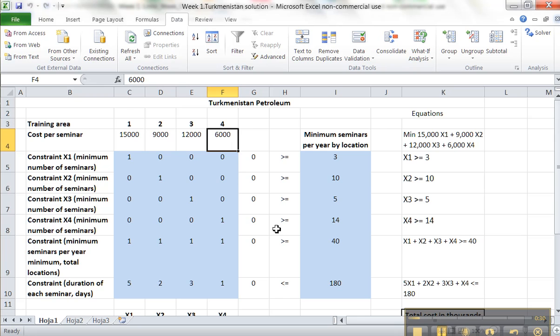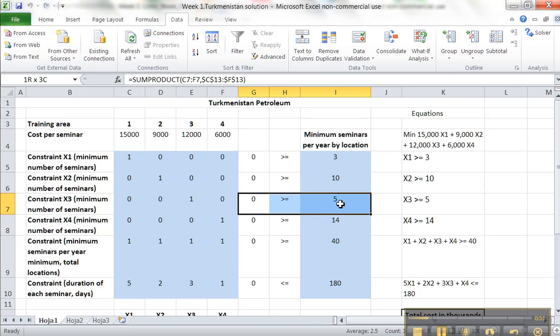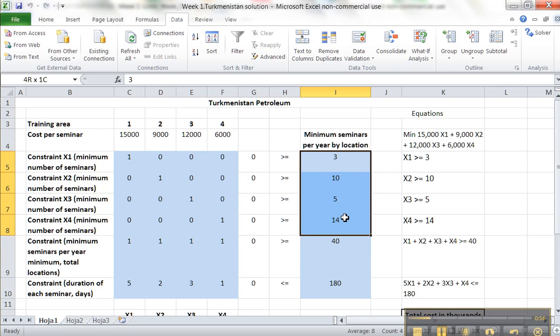They have different costs. Consequently, the total cost is going to be this function here. And you have some restrictions: in each location you need to have a minimum number of seminars. So that's why the function has to be more than the minimum in each one of the locations. And then you have the total number of seminars minimum. So 3 plus 10 plus 5 plus 14 is 40. That is another restriction. So you need to have at least 40 seminars.